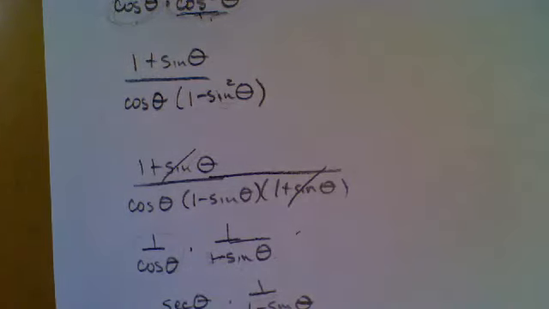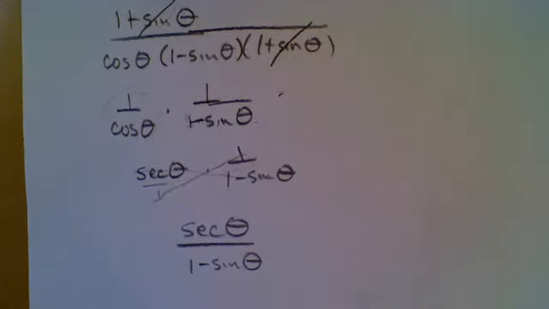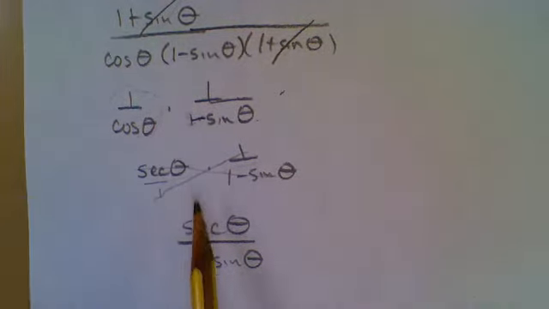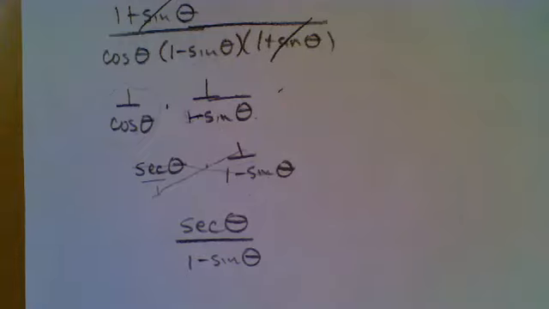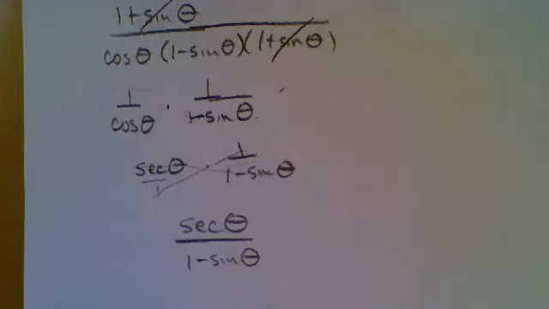So again, you don't really have to show me that step if you don't want to, but if you do, that's fine, but you didn't have to show me that to get secant over 1 minus sine. Okay, that's problem number 2.